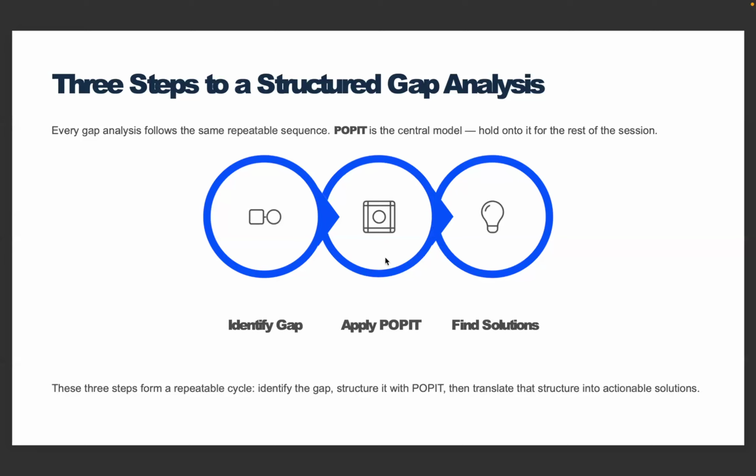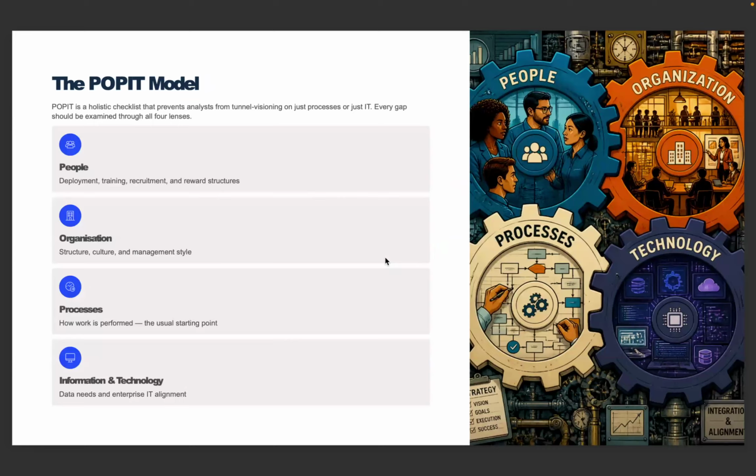So if you understand the order, you could see that I started from identifying the problem, and then we didn't just start from finding the solution immediately. We had to first start by understanding the business problem before we can go ahead to finding the solution to solve the problem. So we are going to look at the key tool in today's session, which is the POPIT model.